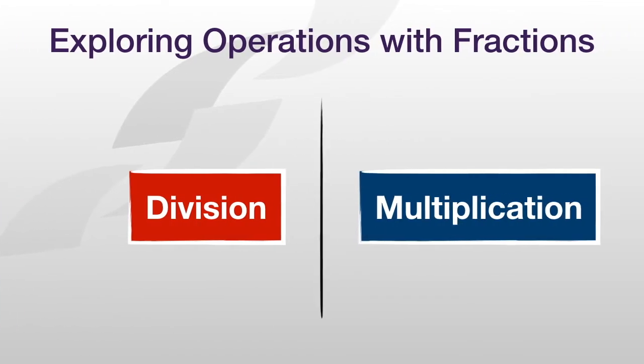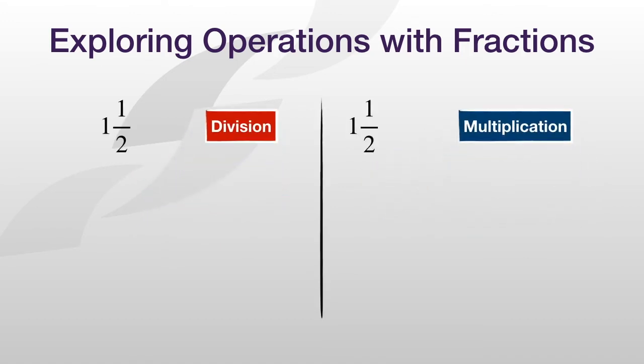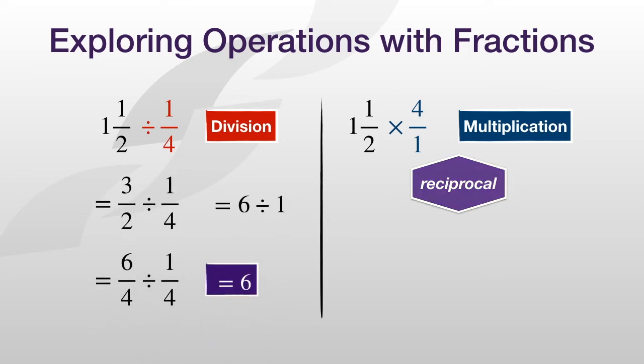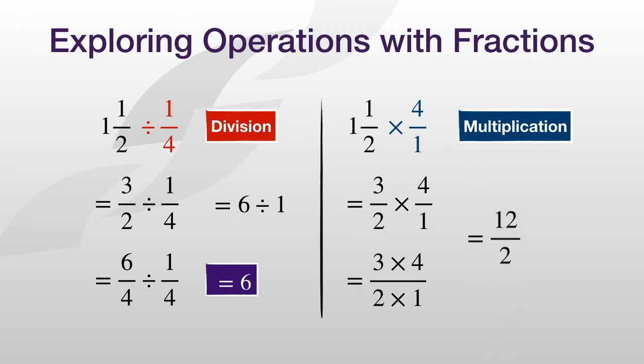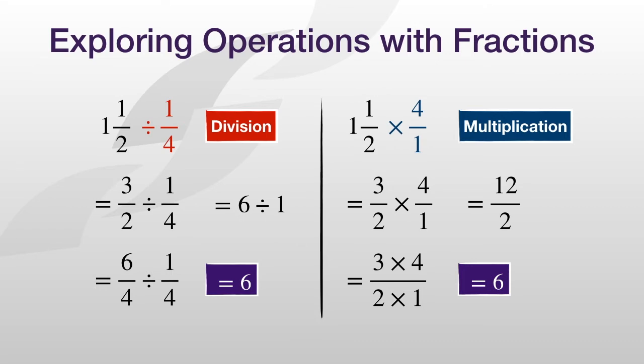Let's compare 2 similar multiplication and division calculations. We'll compare dividing by 1/4 with multiplying by 4. 4 is the reciprocal of 1/4 because 4 times 1/4 is 1. The division is shown on the left, the multiplication on the right. Notice that the result is the same.